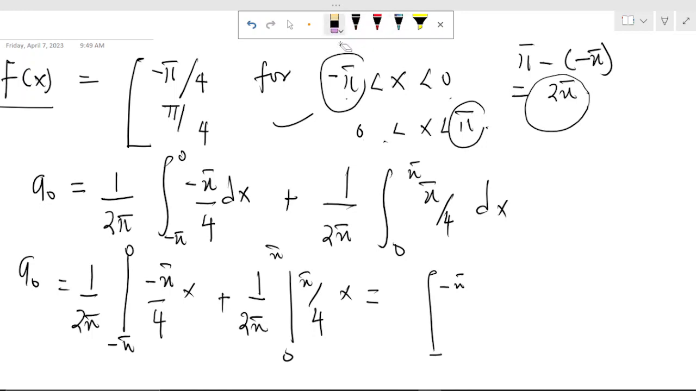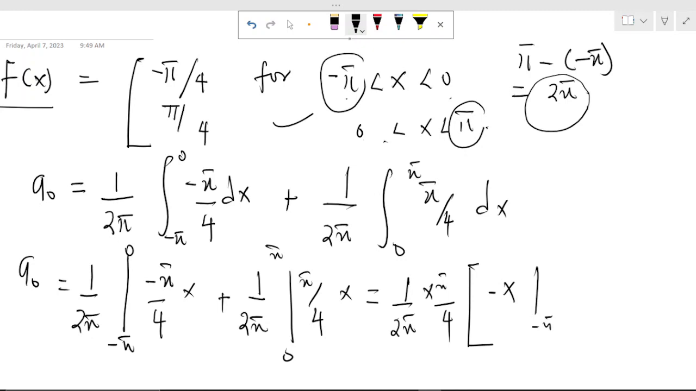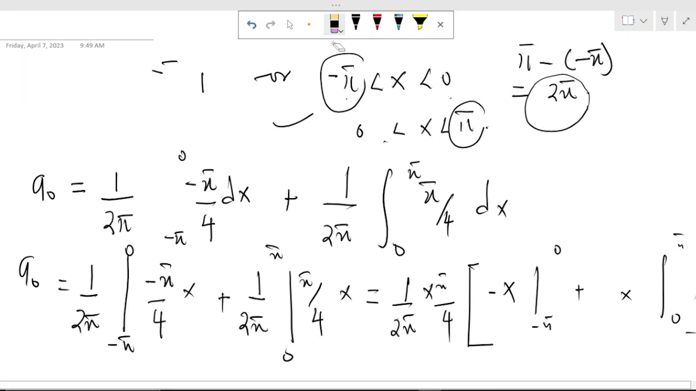So let me erase this. So this gives us 1 over 2 pi times pi over 4. So we're left with minus x from minus pi to 0 plus x from 0 to pi. Okay, let me rub the bar off. Okay, I hope you guys have taken note of the question.